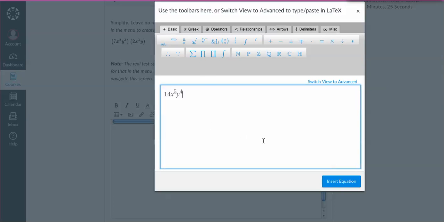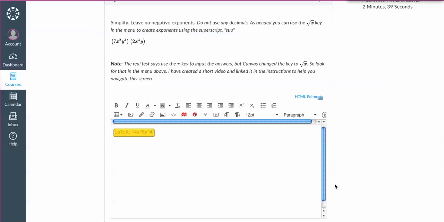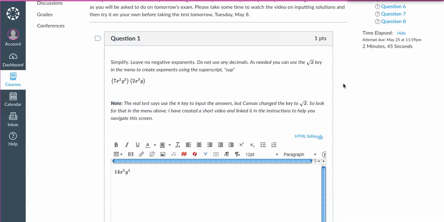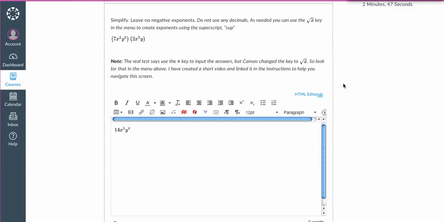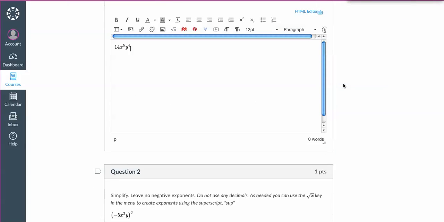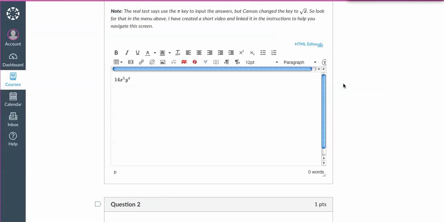I really wish that I could show that to you on the keyboard, but I can't. Then I'm going to hit this button down here in the bottom right hand corner. See where my cursor is circling, where it says insert equation, and that will put my answer into the box. These are the specific types of questions that you're going to answer in this way, and that's how you're going to answer those.